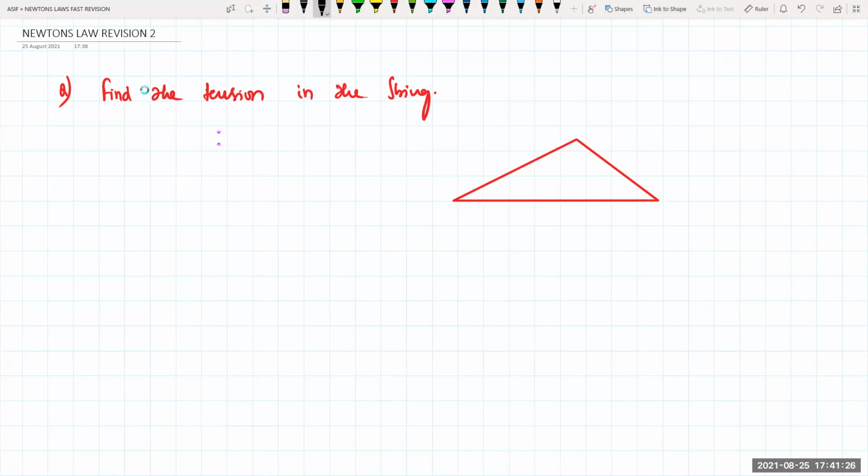Somewhere here there is a pulley which has been attached to this one. Okay. And there is a block here right now of mass 2 kg, which has been passing through this one. And there is another block here right now. This is, say, for example, 2 kg.